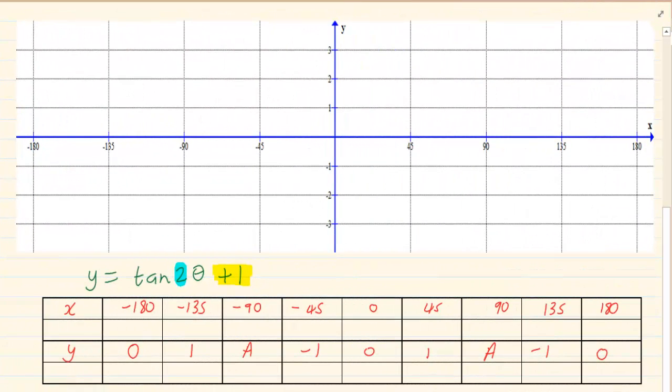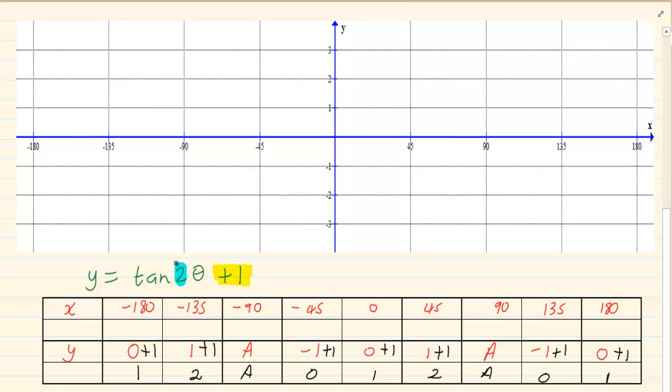Alright, let us take the following graph. Y is equal to tan 2 theta plus 1. Now the plus 1 is a grade 10 adjustment, and what we're doing is to the y we are adding a 1. Now remember, with asymptotes, you don't do anything because they are already undefined. So what do we have? We have 1, 2, and then we have an asymptote, 0, 1, 2, asymptote, 0, 1.